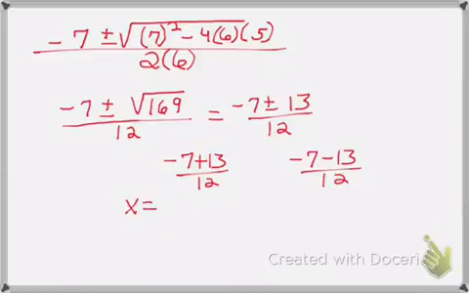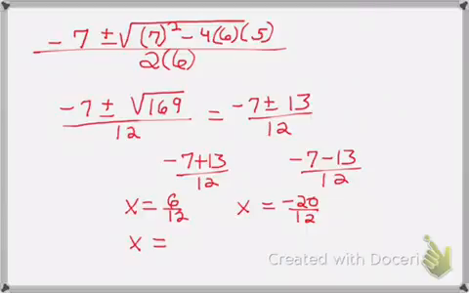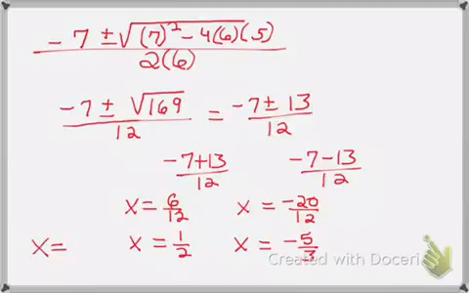So my roots will be -7 plus 13, which is 6 over 12, and -7 minus 13, which gives me -20 over 12. And you want to make sure that you reduce all of your roots if you can. So the first one's going to reduce down to 1/2. Second one's going to reduce down to -5/3. And of course, you can't forget the first root that you chose, which was -4.